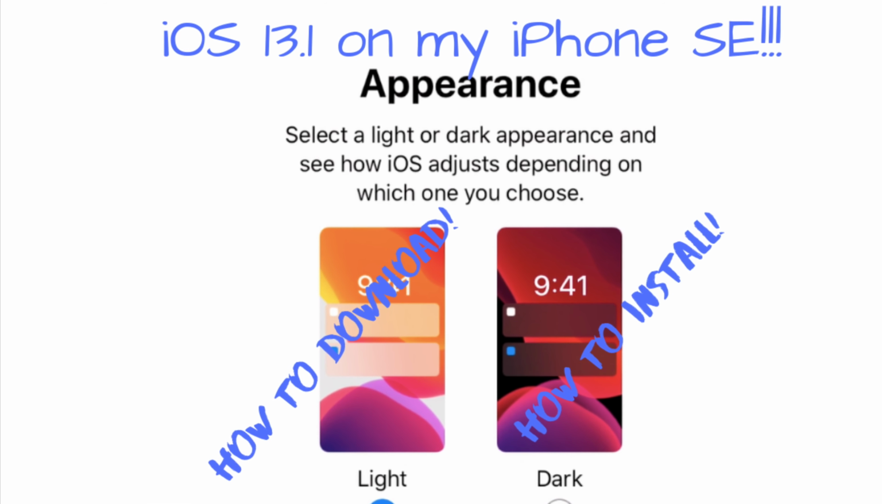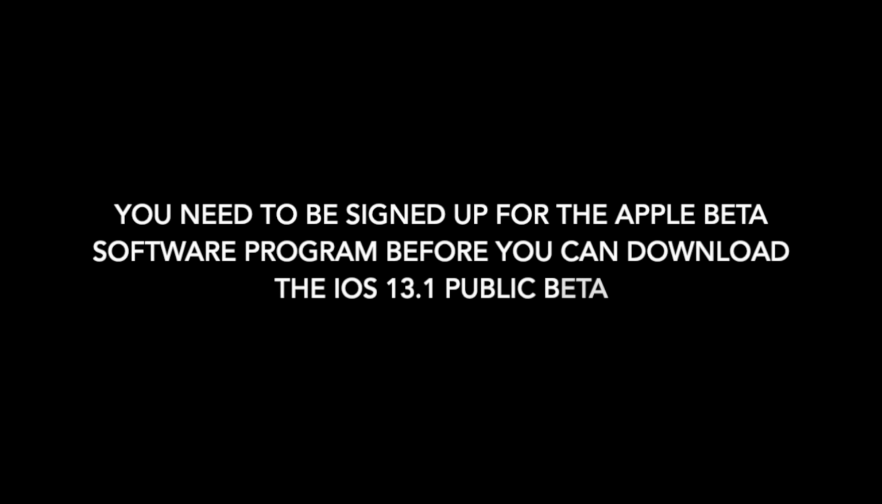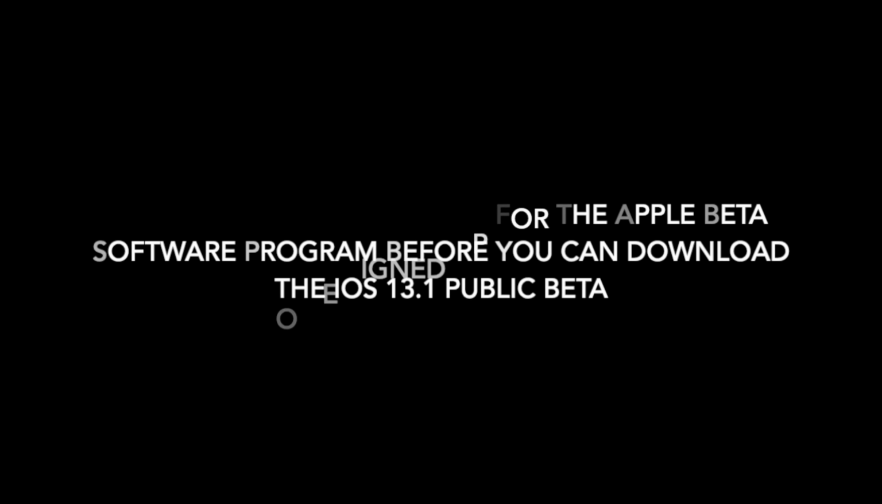So for this video we are going to update my iPhone SE to iOS 13.1 beta. So first thing we need is we definitely have to be signed up for the Apple beta software program. I'm going to put a link in the description below if you guys need to sign up, or you can just look it up online. It's actually pretty easy. You're going to need your Apple ID, of course.